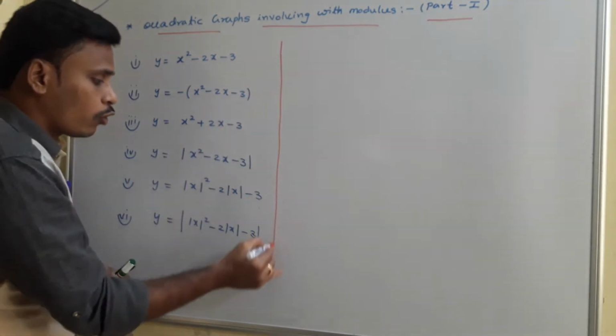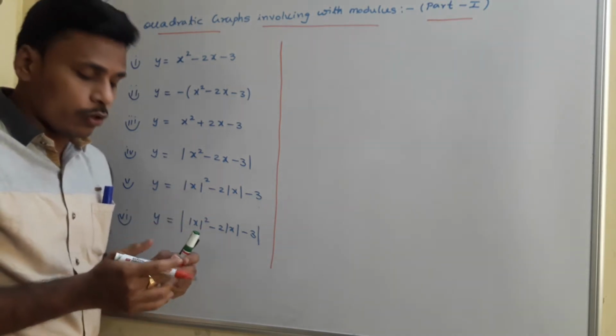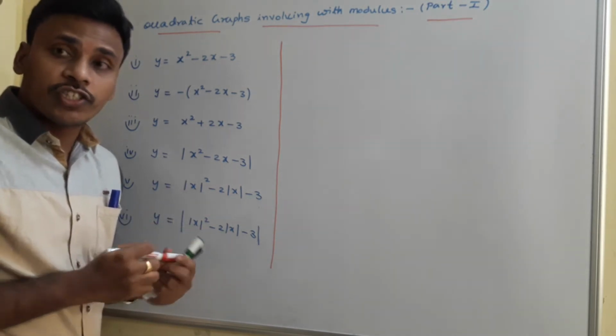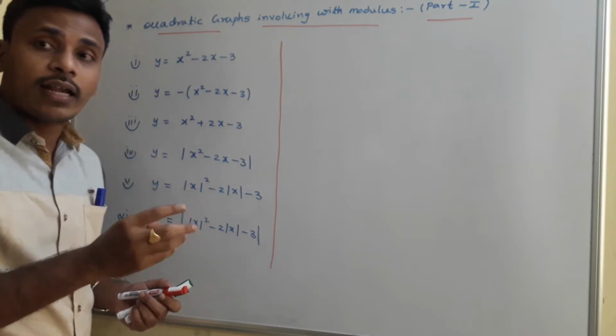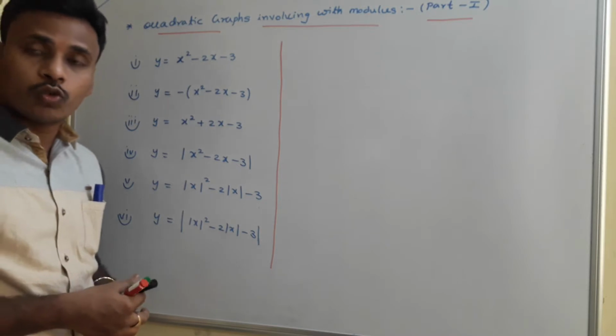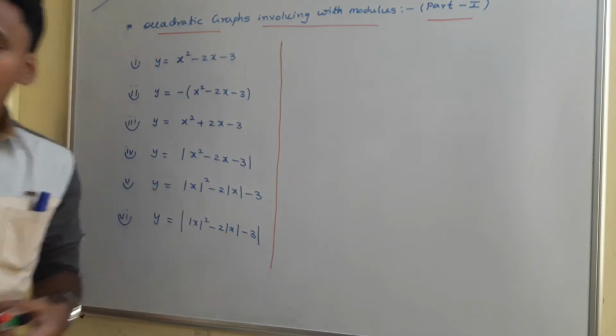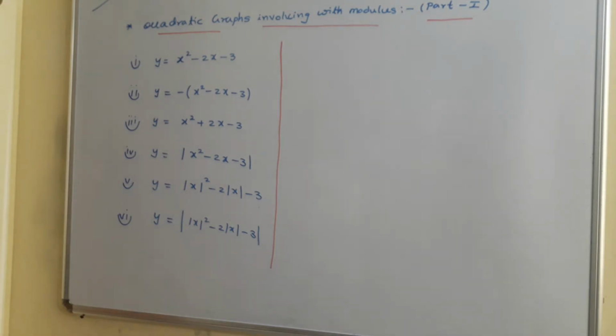So first of all, before going to sketch the graphs of all these expressions, we need to know the way of sketching the rough graph for a quadratic expression. See, the first one is y equals x square minus 2x minus 3. It's a quadratic expression. So how can we sketch the graph for that quadratic expression? Think about it.